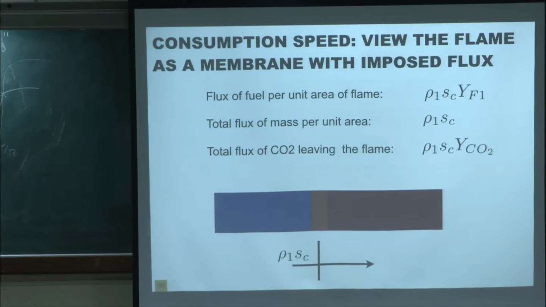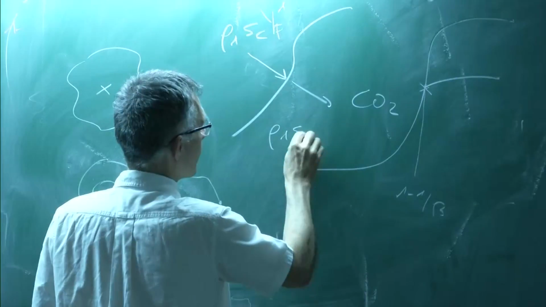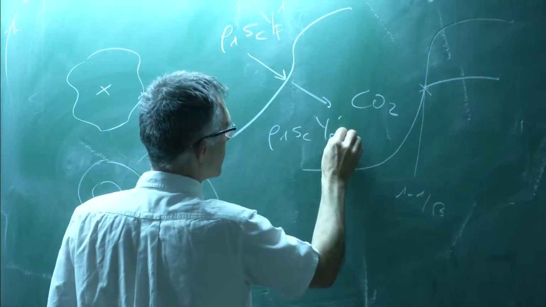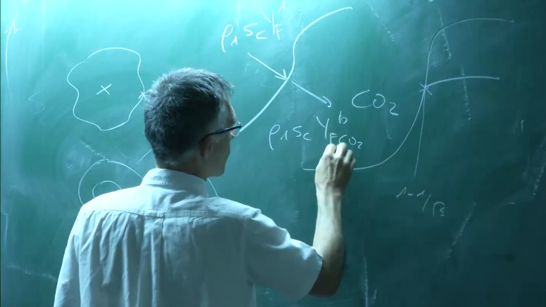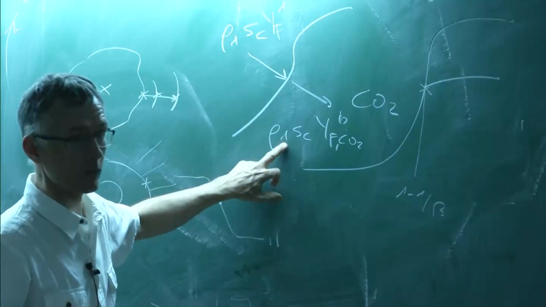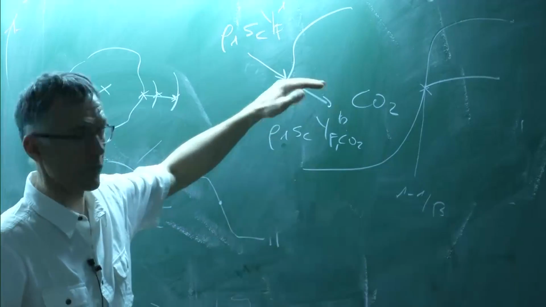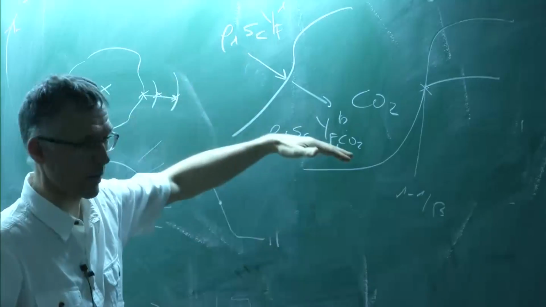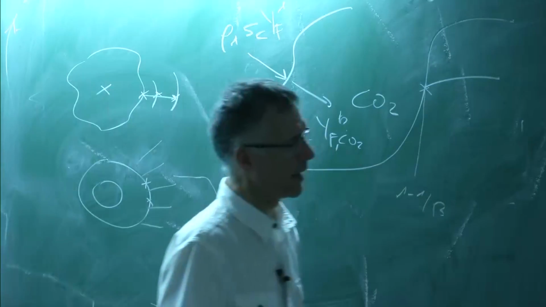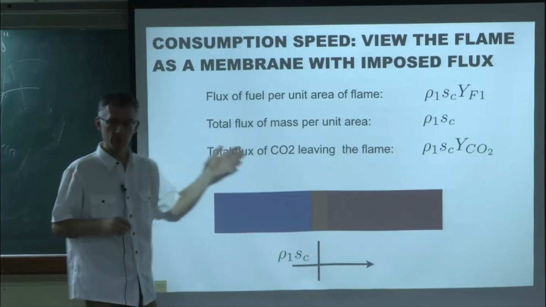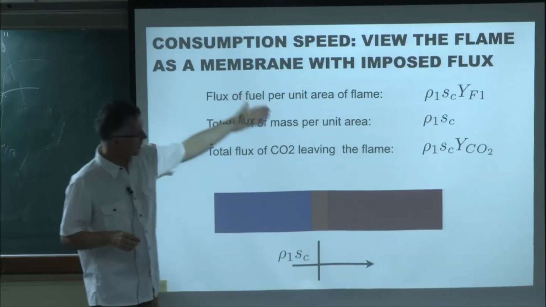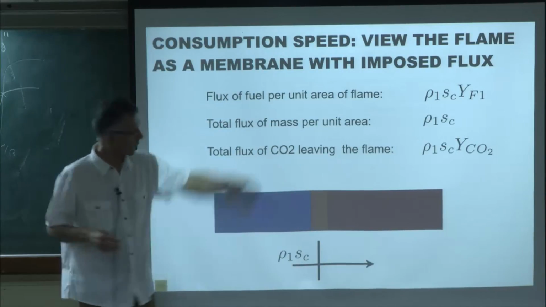And on the other side of the flame, if you want to look, for example, at the flux of CO2 coming out of the flame, it's going to be ρ1 SC yf CO2 in the burn gases. And be careful, it's not ρ2, huh? It's ρ1. Even so, you are on the burn gas side. The flow rate is constant. It's ρ1 SC everywhere. And that's a very useful property that we're going to use many times now, just to view the flame as a membrane with an imposed flux.